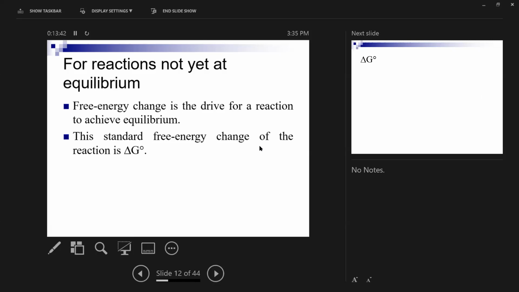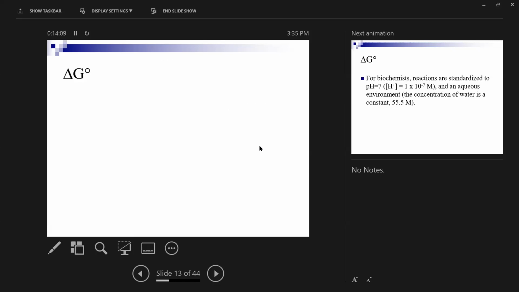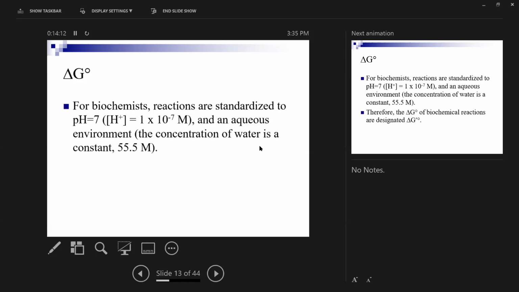So our delta G, that's the energy change, and that is the energy change that's needed in order to push the reaction to equilibrium. That's what the free energy change is for the reaction. And we express that as delta G with this little degree sign, or delta G0. Delta G0 is not very useful for biochemistry.